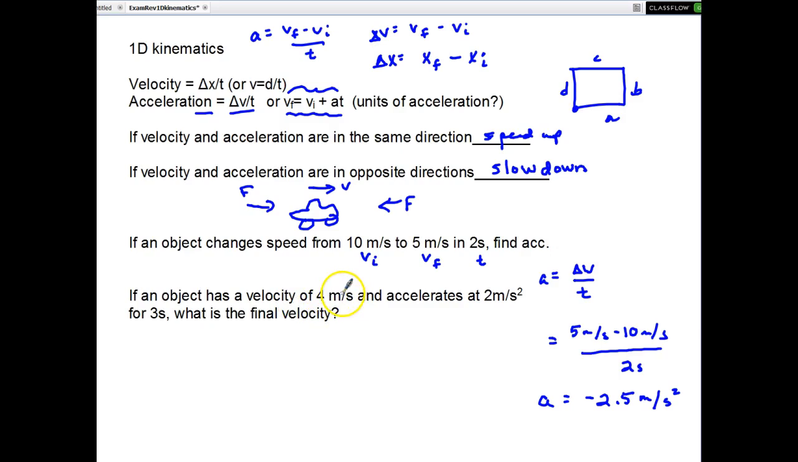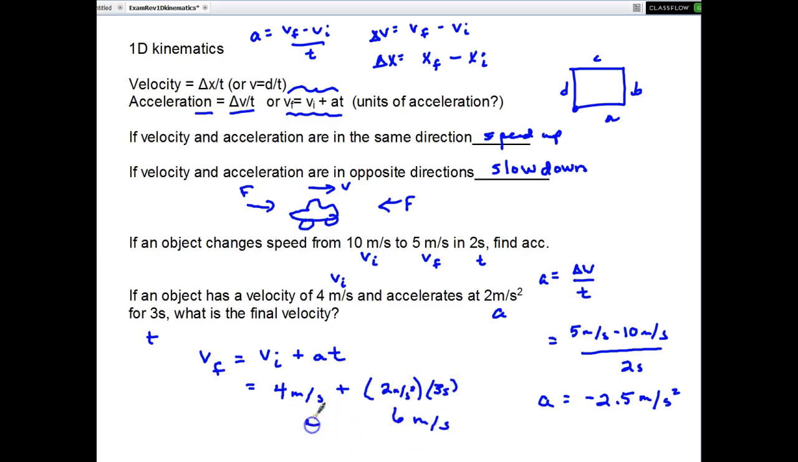If an object has a velocity of 4 meters per second and accelerates at 2 meters per second squared for 3 seconds, what's its final velocity? Final velocity is initial velocity plus acceleration times time. And if the initial velocity was 4 meters per second and the acceleration is 2 meters per second squared for 3 seconds, so 3 times 2 is 6 meters per second, plus 4 meters per second. That means our final velocity would be 10 meters per second.